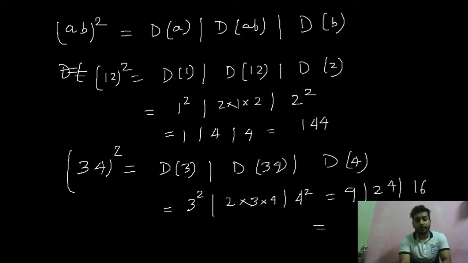Now how to write the result? We will start from right to left. So the first digit we will write is 6. Now 1 will be carry here. So the number is 25, so we will write 5. Now again 2 will be carry here. So here the answer will be 9 plus 2, 11. So 34 square is 1156. That is a very easy way to calculate the square of certain numbers.